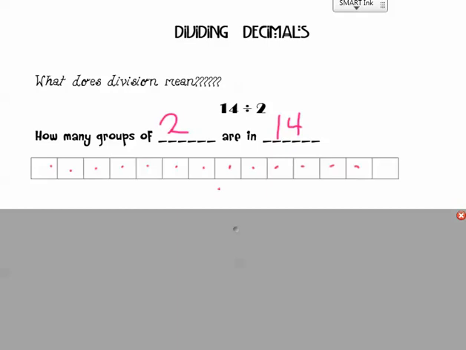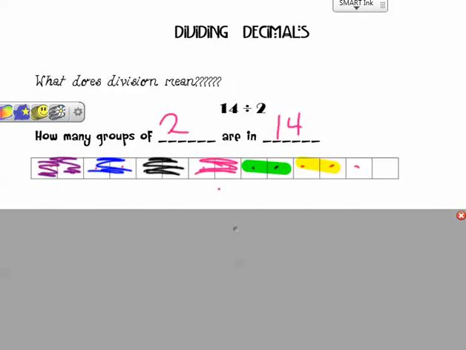I want to shade in all the groups of 2. So I'm going to shade in that group, that group, that group, that group, that group, that group, and that group. So what I've done is I just drew a picture of the problem.